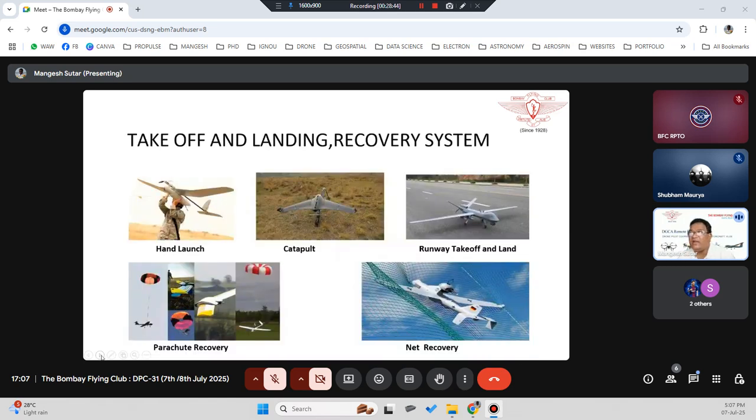Okay, so takeoff, landing and recovery of these fixed wings. As I said, takeoff is either hand launch, catapult, or a runway takeoff and landing, like Predator drones. Some fixed wings are recovered using parachutes, or a net or zip line. The zip line actually captures the drone and brings it to a stable point. That is how the takeoff, landing and recovery systems of fixed wings normally work.